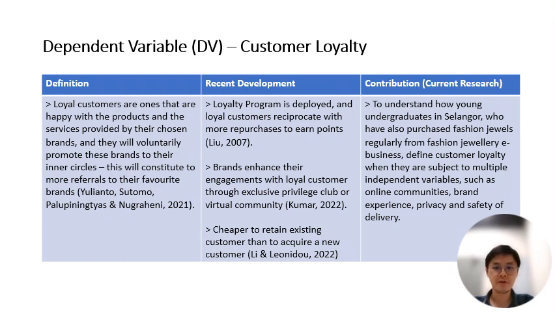So what is the contribution? We want to see how young undergraduates in Selangor who regularly purchase fashion jewelry from fashion jewelry e-businesses define customer loyalty. This is what we are looking at, and of course when they are subject to the multiple IVs that are addressed in this research. So this is a key contribution of this research.